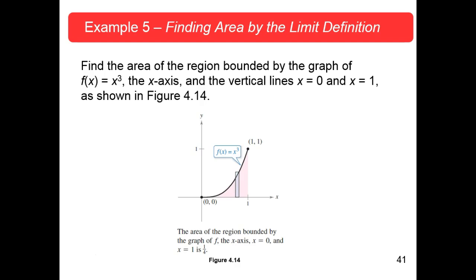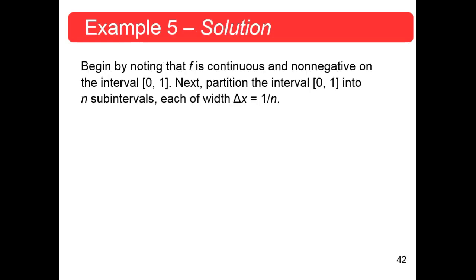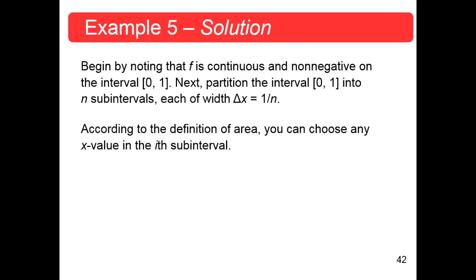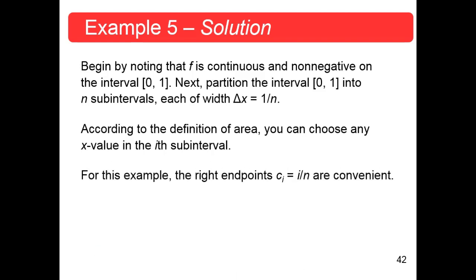They just say it's equal to 1/4. They don't tell you how they got that, but it is. Begin by noting that f is continuous and non-negative on the interval. Next, partition that into n subintervals, so delta x is 1 over n. According to the definition of area, you can choose any x value in that ith subinterval, any one, it doesn't matter. For example, the right endpoint will be fine. c sub i is equal to i divided by n.